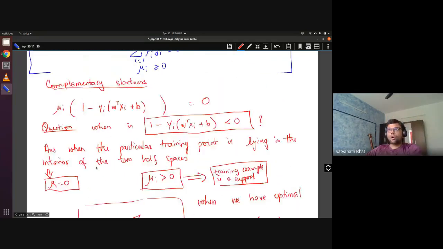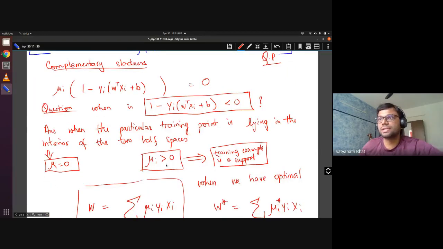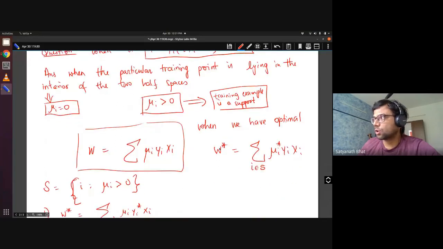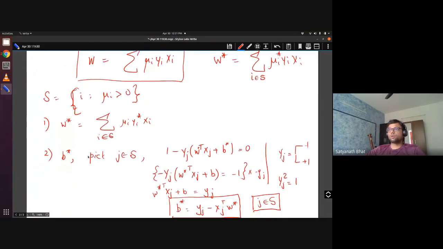So all we have to do is solve this dual SVM. This dual SVM is an instance of what is called quadratic programming. It's a QP and you can solve it. You will get mu stars. Once you get mu stars, you can construct a support vector set, which is a collection of all the points where mu is greater than 0. And once you have those support vectors, your optimal W star is some linear combination of them. Mu star, Yi's, Xi, Xj's, you know, so you can get this. Then once you get W star, you can also get B star.